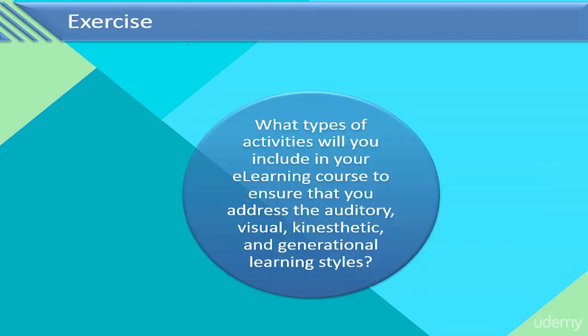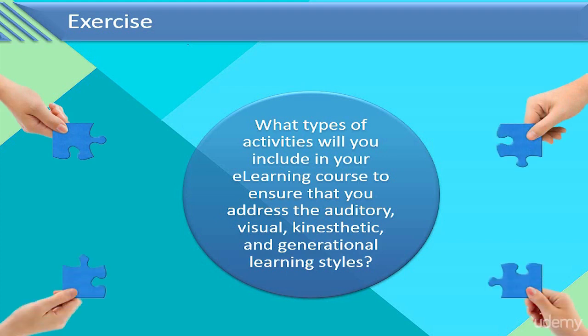What types of activities will you include in your e-learning course to ensure that you address the auditory, visual, kinesthetic, and generational learning styles? Remember, while it's nearly impossible to create one perfect solution that would close the gap between all learning styles and all generations, there are certainly ways to help you create courses to satisfy most learners' needs. For example, if you're developing an e-learning solution, you might decide to introduce main theories and concepts in a lecture format with video for visual and auditory learners and add some interactivity and gaming elements for your kinesthetic learners.